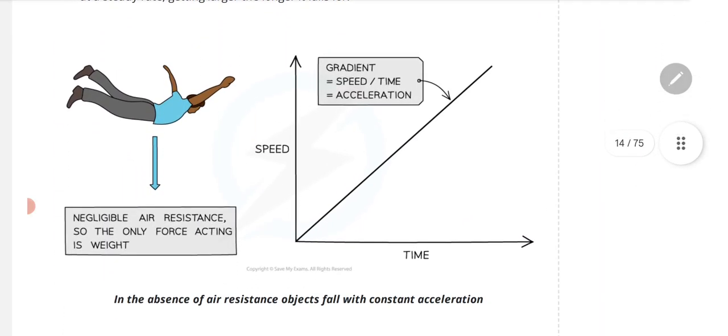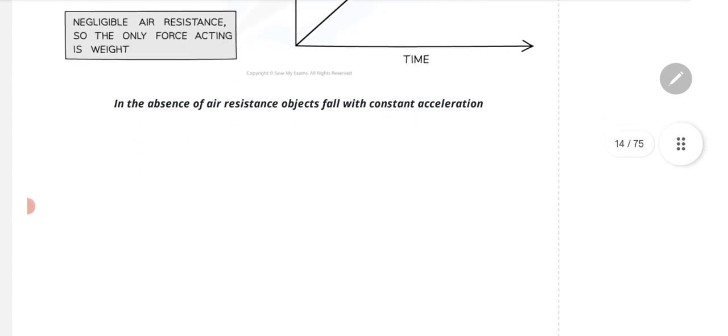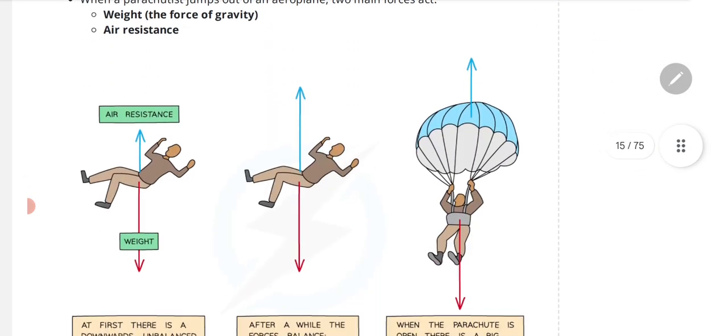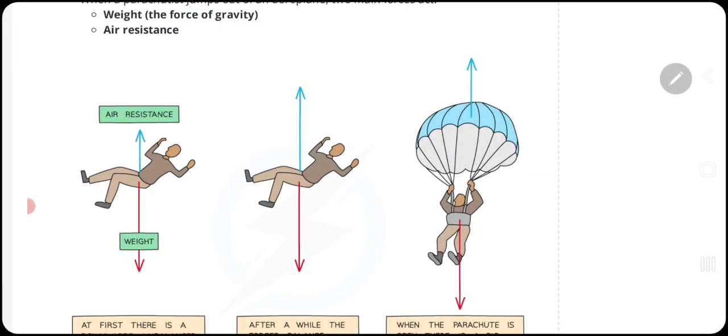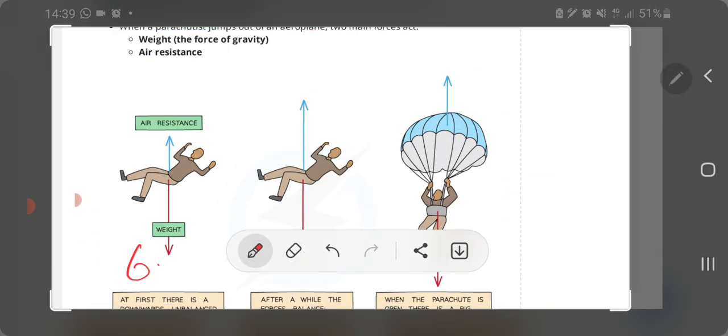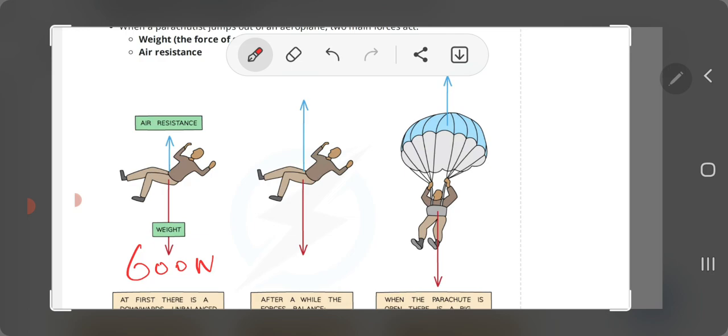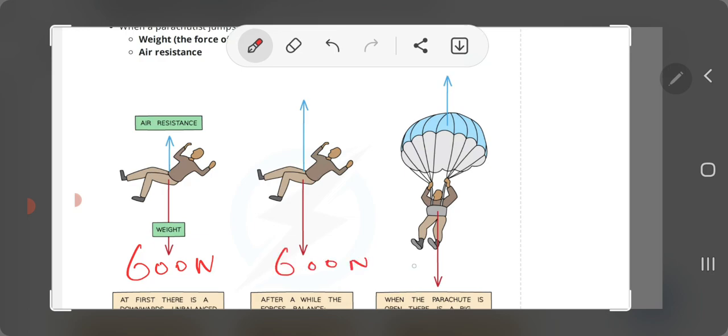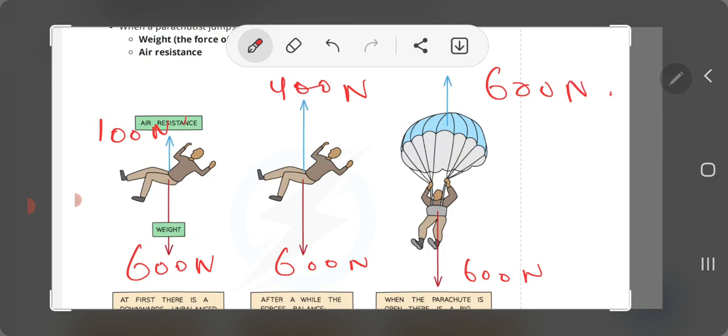And in free fall, initially when an object falls, its acceleration will be constant for the first few seconds, 1 to 2 seconds, that is 10 meter per second squared. But when air resistance acts upon it, its resultant force will decrease. For example, the person is going downward with a 600 newton force, so his weight is 600 newton, but let's suppose at this time the air resistance is 100 newton, then the air resistance is 400 newton, and then the air resistance is 600 newton. So the resultant force gradually decreases.